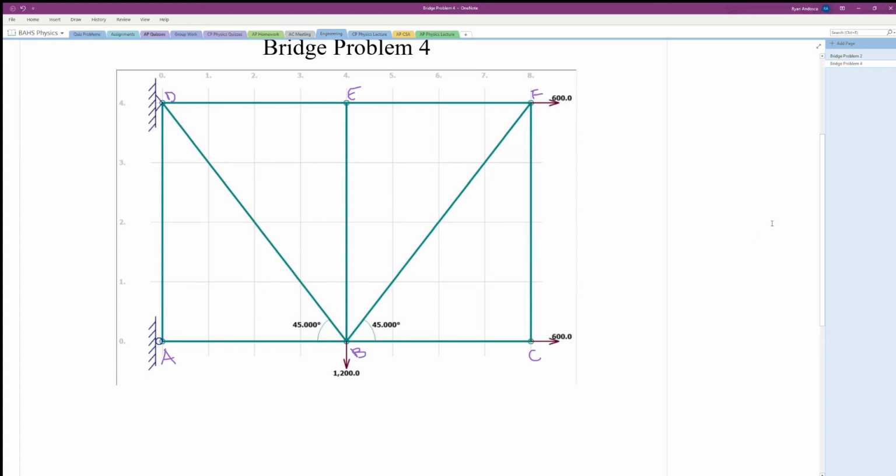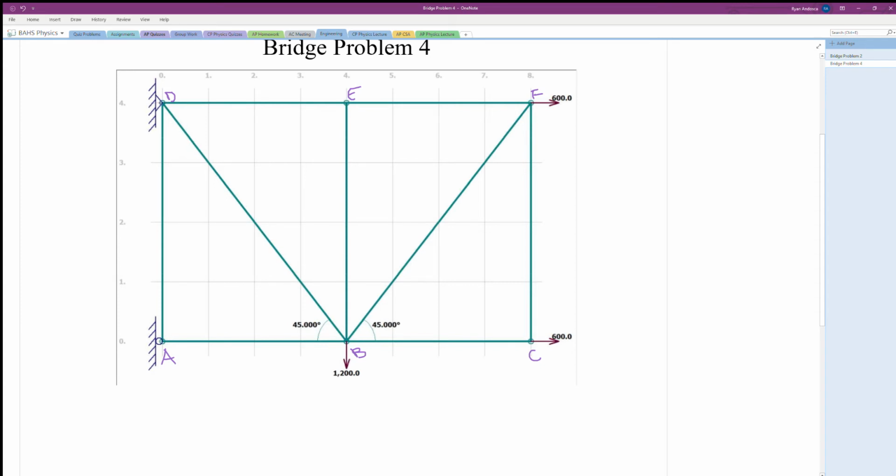Okay, today I'm going to be going over how to solve bridge problem number 4 for the Principles of Engineering class at Bishop Alemany High School. I've got all my points labeled A, B, C, D, E, and F. Notice that here the pin and the roller are in different places than we're used to. That's basically the only difference with this problem compared to problems we've done before, but that is a key difference.